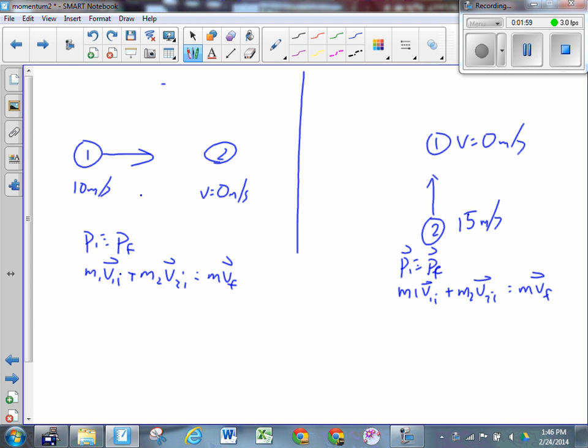M1 doesn't matter what it is. V1i is what? What's the value of V1i right there? 10 meters per second. M2 is, doesn't matter what it is. What's V2i? 0 meters per second, right? And M is the combined mass. Vf is probably what we'd solve for there, right? Vf.